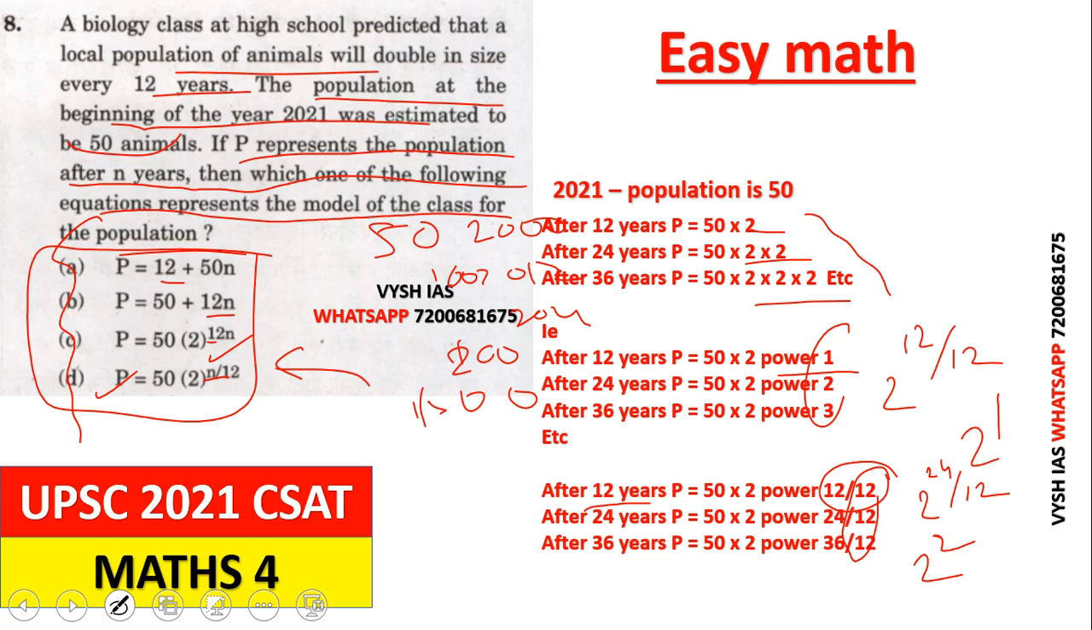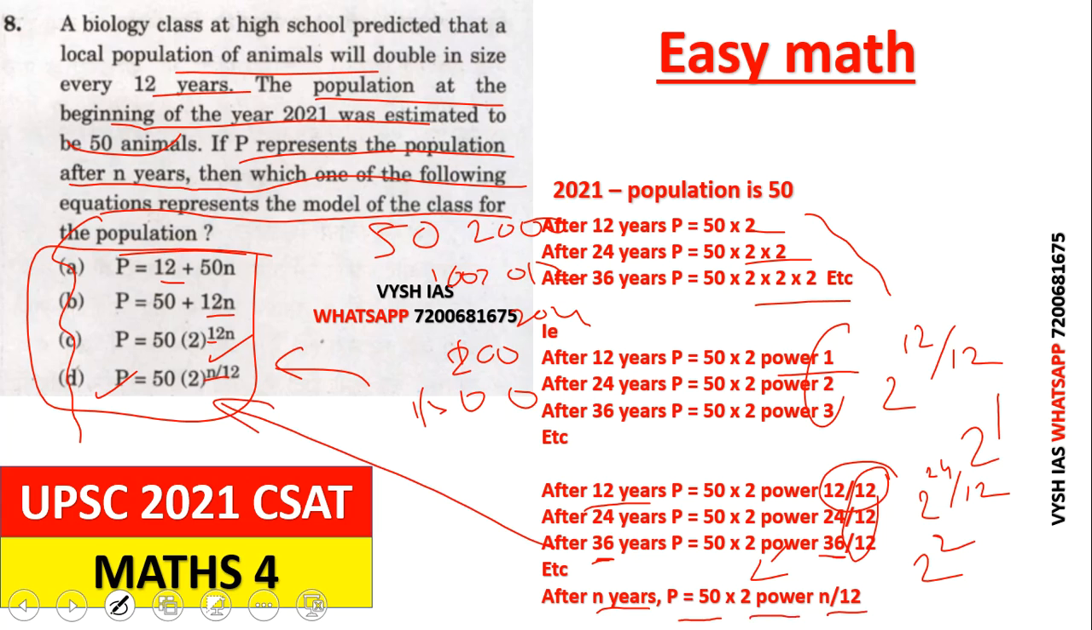Now in terms of n and p, what is it? After n years, see here also 36, here also 36. So after n years, P is equal to 50 into 2 power n by 12. Sorry, the answer is D. P is equal to 50 into 2 power n by 12.